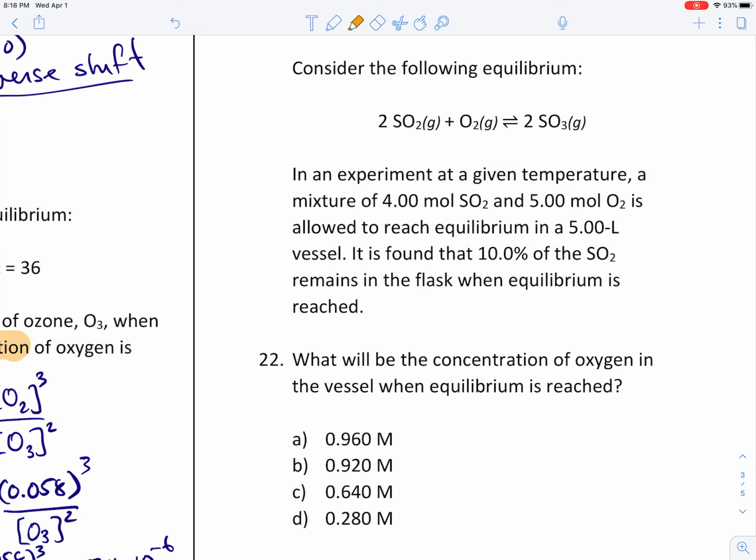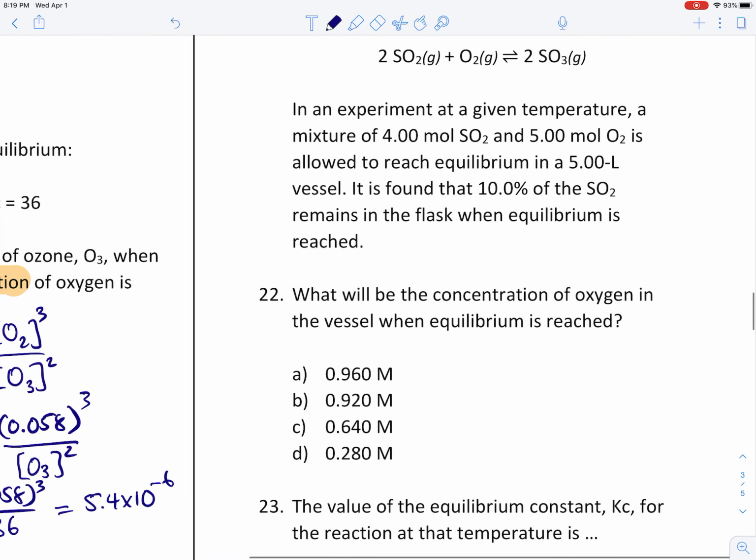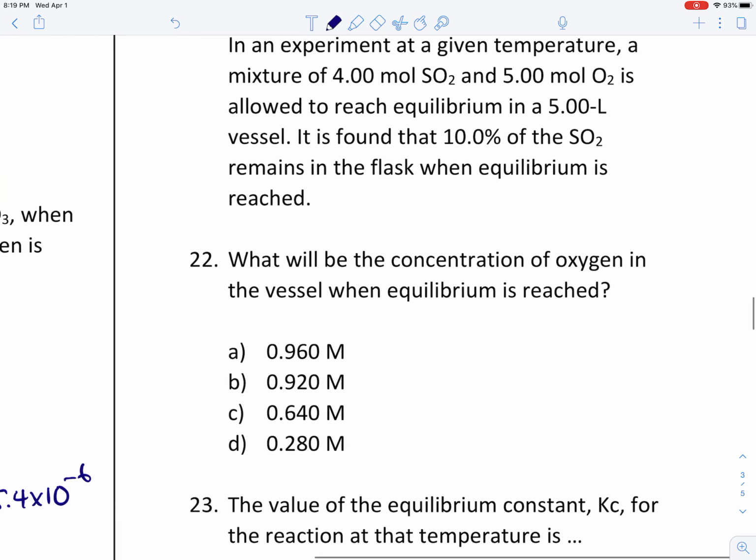So in an experiment, we have 4 moles of SO2 and 5 moles of oxygen. They're placed in a 5-liter vessel and allowed to reach equilibrium. When equilibrium is reached, 10% of the SO2 remains in the flask. So we know initial conditions, and we know something about the equilibrium conditions. That should have been a clue to set up the ice table.